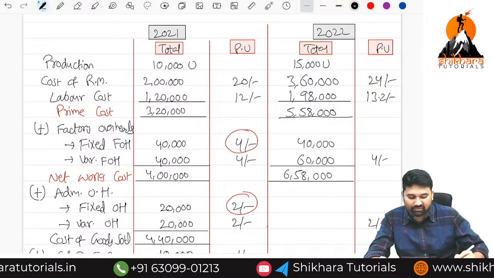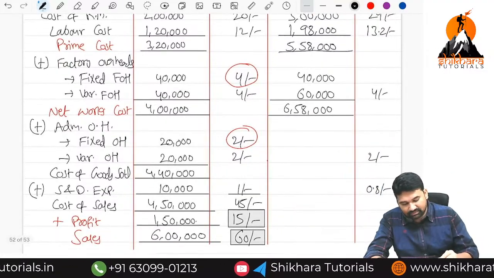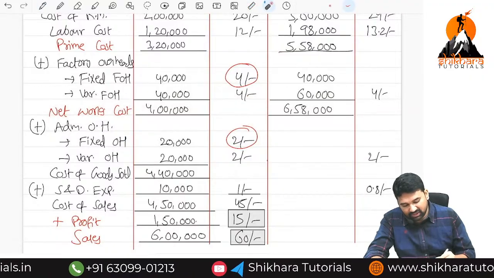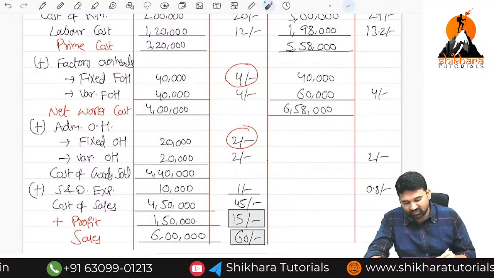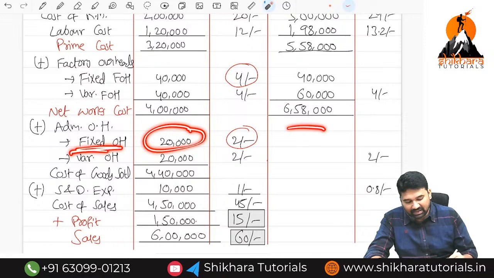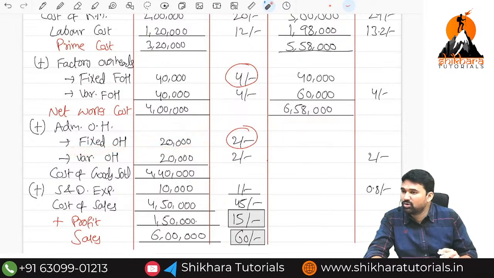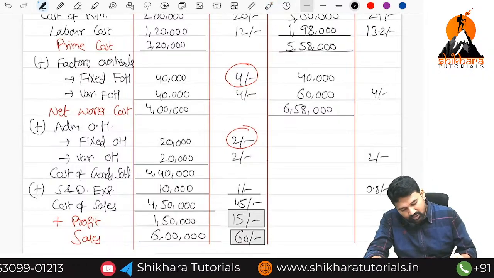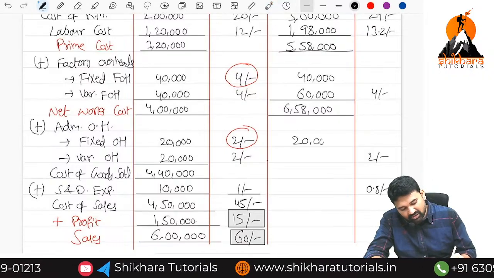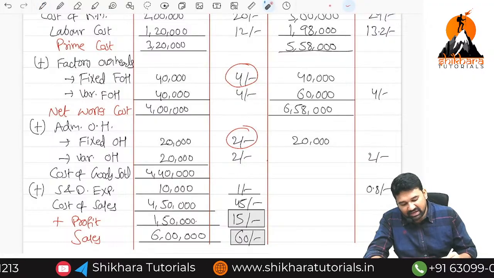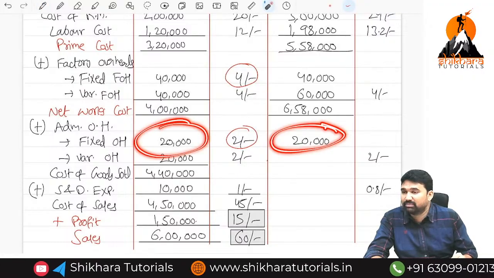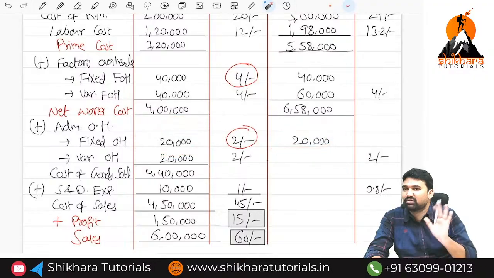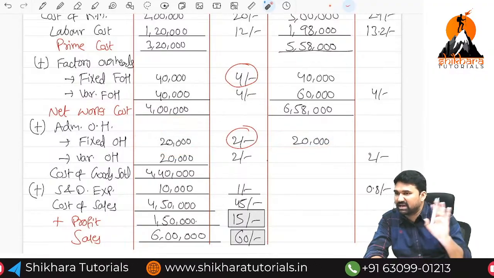6,58,000. And next, listen carefully, fixed overhead is 20,000. At this level also, the amount will be the same, 20,000. So you have to write only 20,000 again. Sir, why are we writing the same here also? Fixed overheads will not change according to the level of activity.